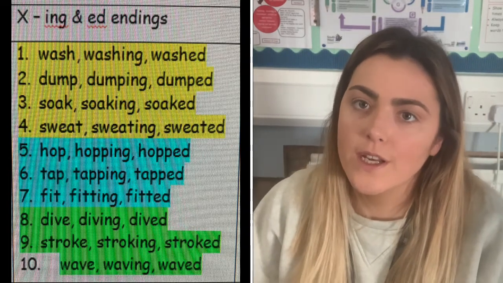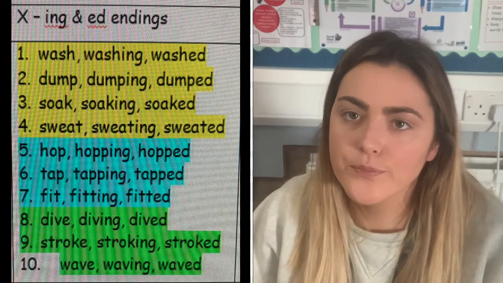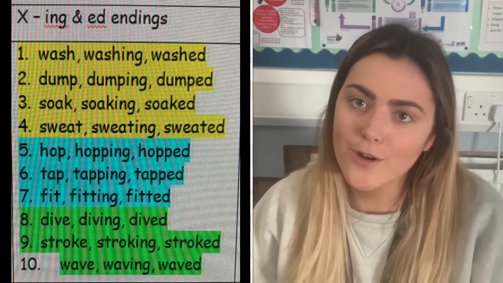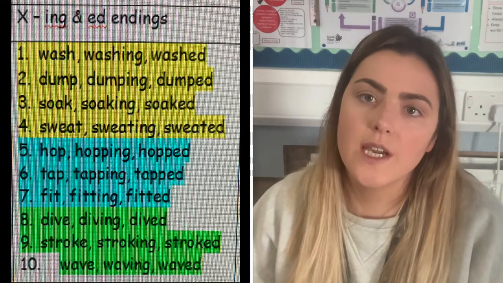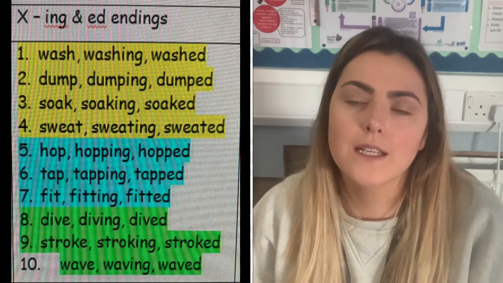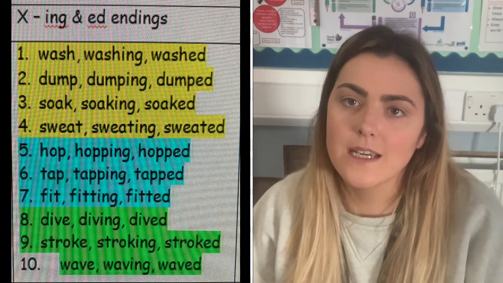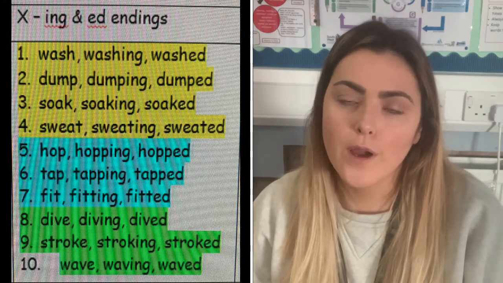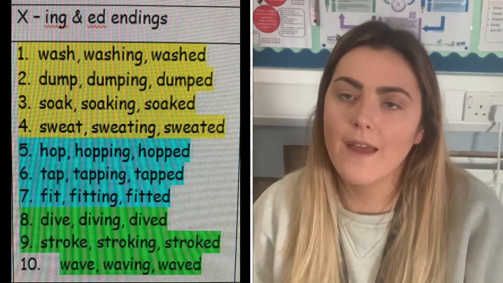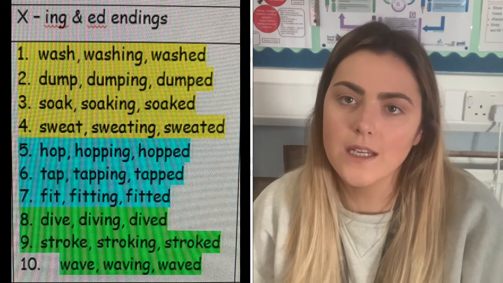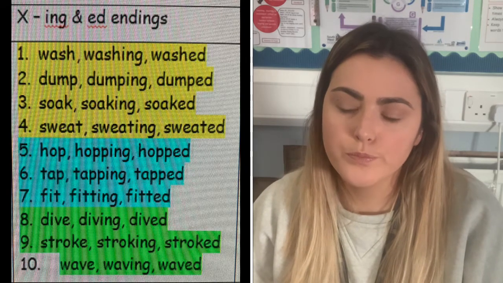So I want you to pause the video and try and remember what a suffix is. So a suffix is something we add onto the end of a root word to change what it means just slightly. So the two suffixes we are going to be looking at today are ing and ed, so ing and ed. Now there are three rules that we are going to be concentrating on today, and these help us work out what to do when we're adding ing or ed onto a word.